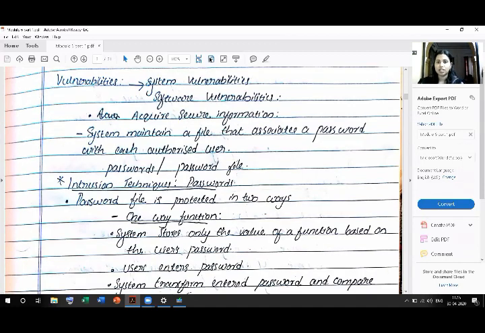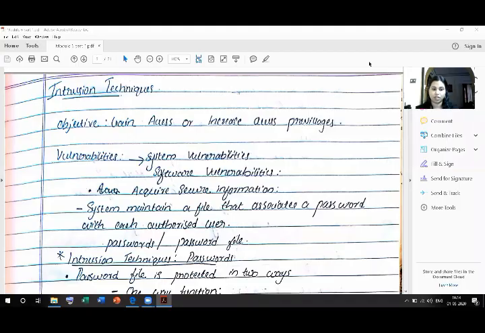Password file is protected in two ways. We have two vulnerabilities, system vulnerabilities and software vulnerabilities. The intrusions happen because of the system vulnerabilities and software vulnerabilities. So we acquire secure information. The system maintains a file that associates a password with each authorized user. Means we have security obtained by using passwords or a password file.